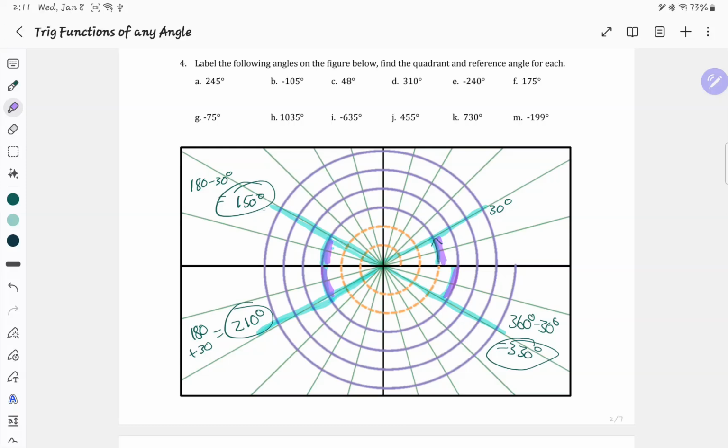Notice there's lots of other angles. Anything on that terminal side would also have a reference angle of 30. So instead of 150, I could add 360 to that and get 510, which would be another angle over here. If I went all the way around and then back again, 510 would also have a reference angle of 30 degrees. So there are infinitely many angles that have a reference angle of 30, anything along those 4 lines that are highlighted in teal.